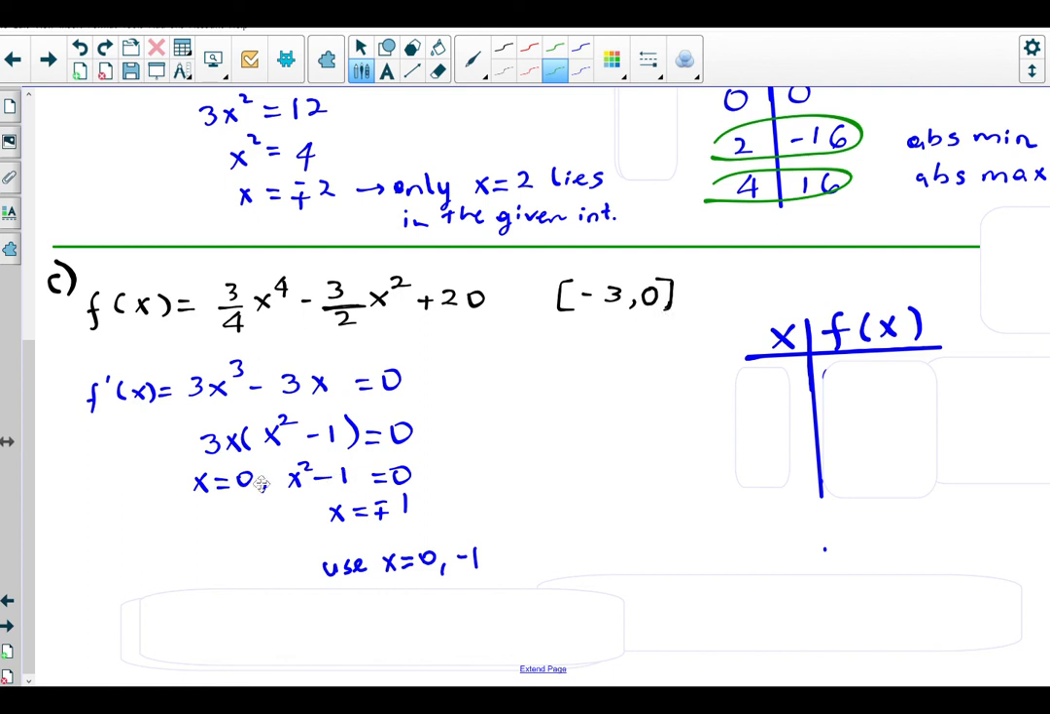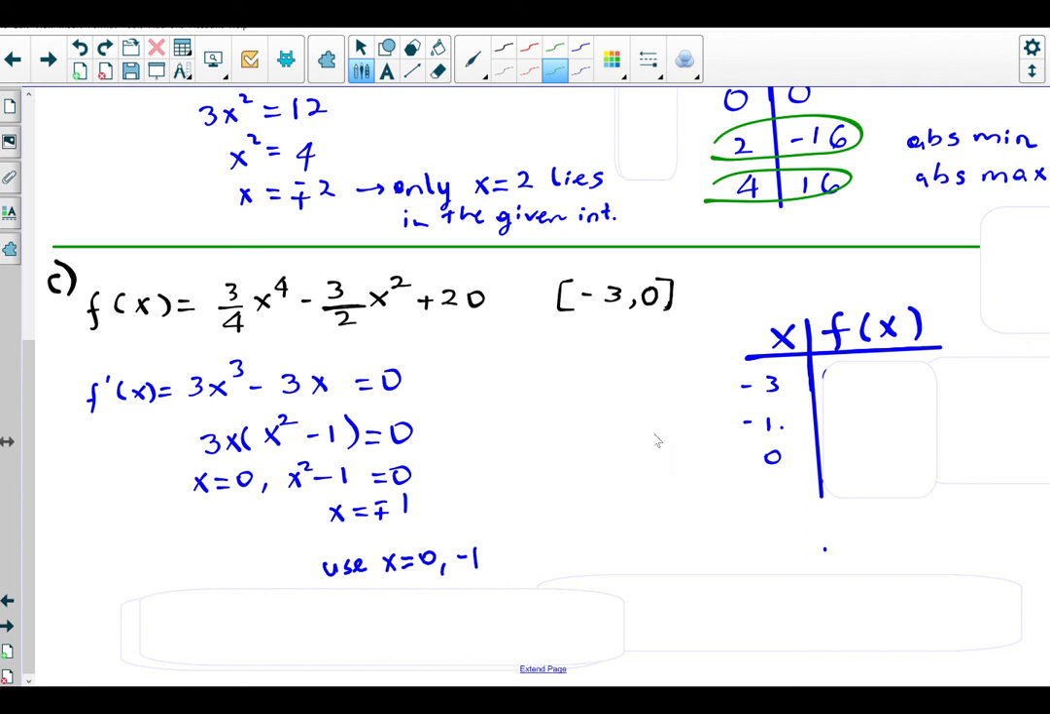Okay, 0 lies in there. It's also an endpoint, right? Negative 1 lies in there, but not positive 1, right? So we need to exclude positive 1. So only take 0 and negative 1. As a matter of fact, again, you may want to write the negative 3 first and put the 0 on the bottom. Those are the endpoints of the interval, and only put the critical points that lie in between. So clearly 1 is not going to be one of them, but negative 1 is.